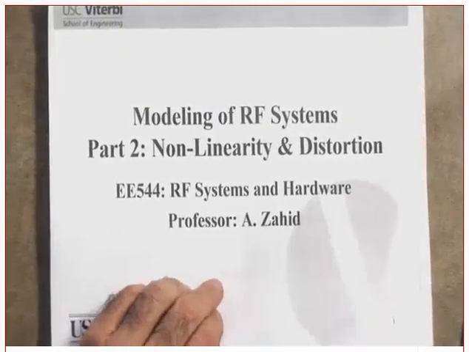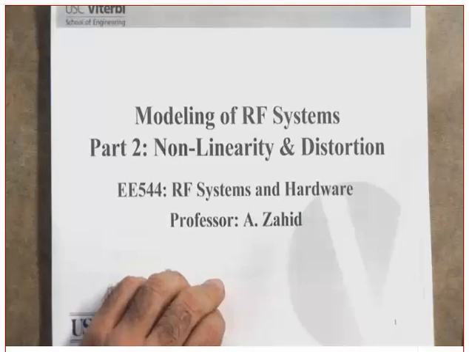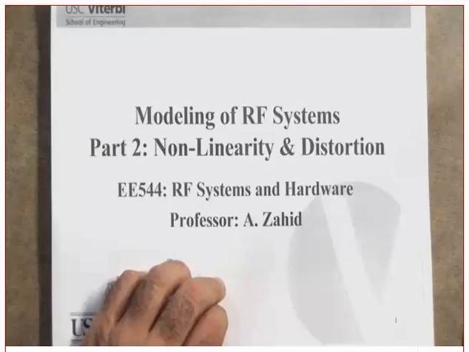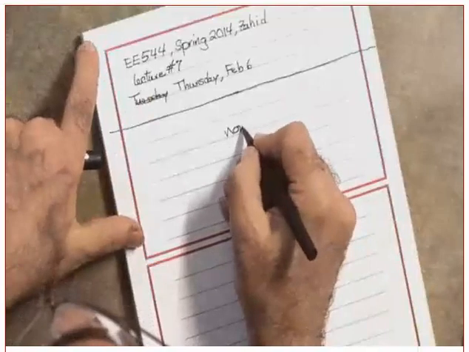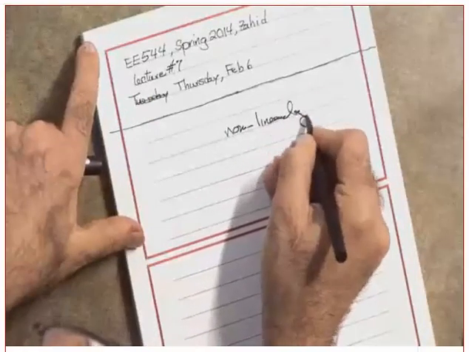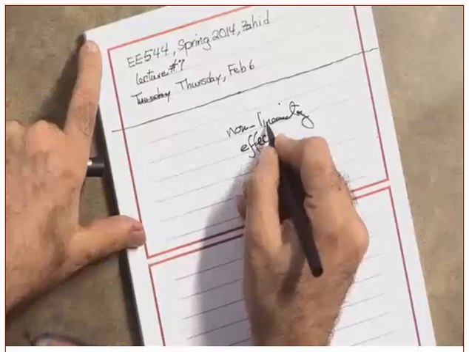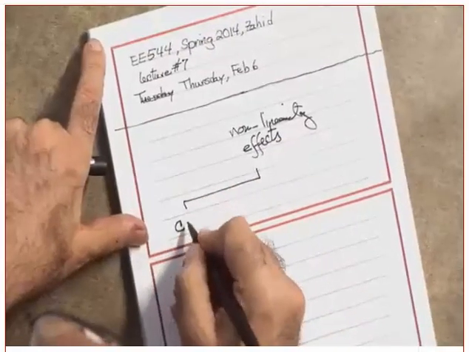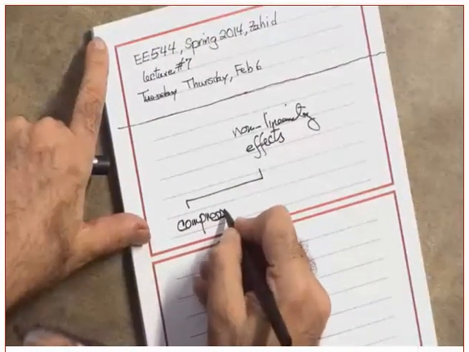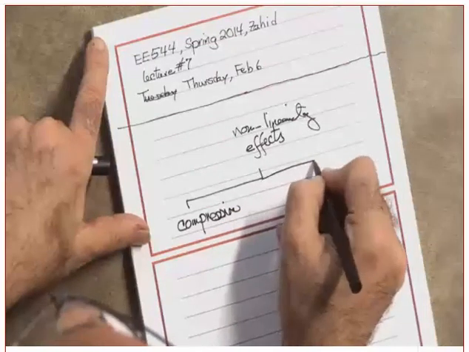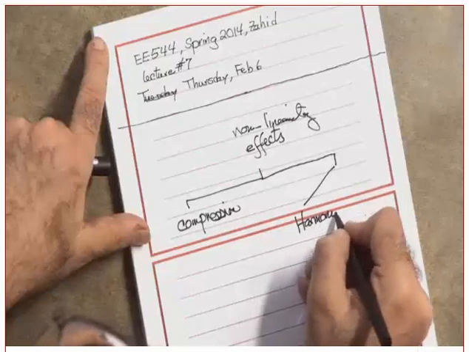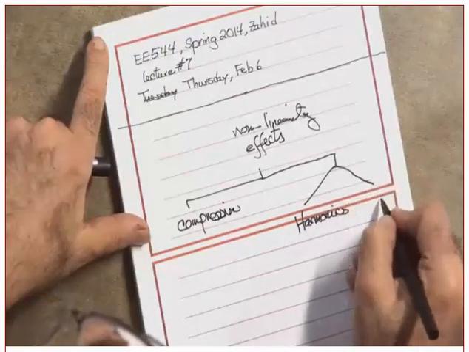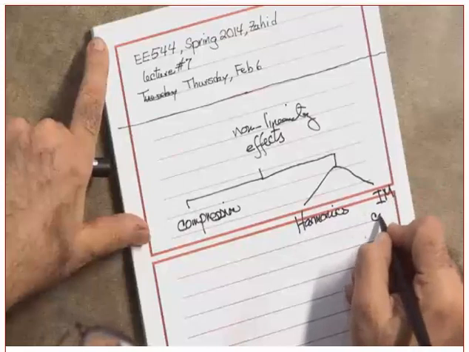Good afternoon, everybody. Let's continue our discussion from last time. We are going to start looking at modeling of both the noise performance and the nonlinearity. Remember what I told you last time? Nonlinearity is going to generate two effects. What are they? Compression, and the harmonics and the intermodulation components.